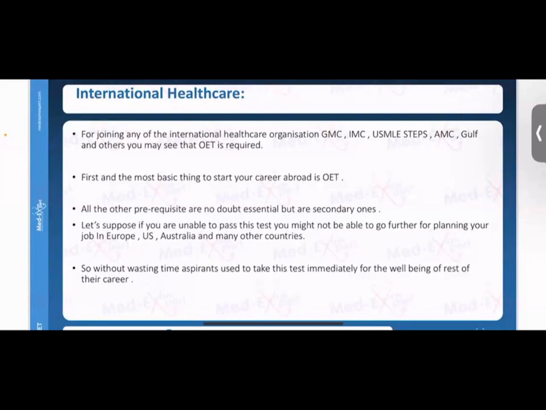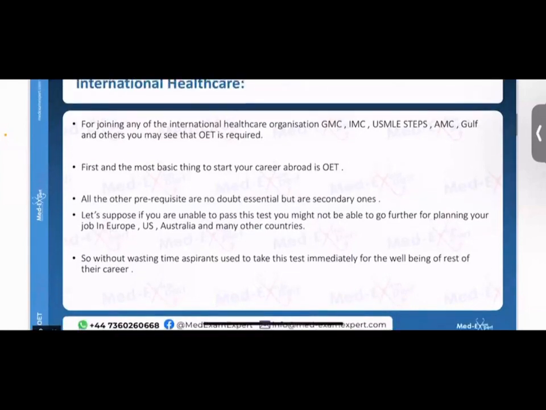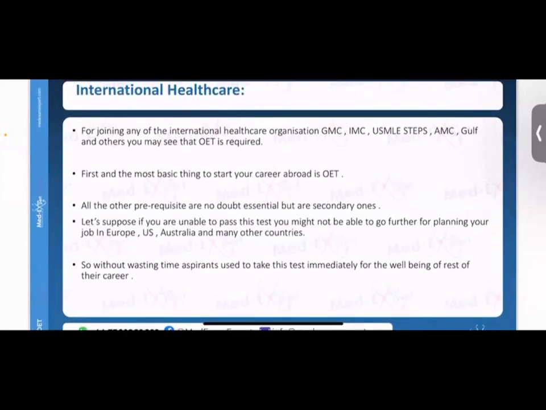Let's suppose you are unable to pass this test, you might not be able to go further in planning your job in Europe, the US, Australia, and many other countries. This was the point I was telling you: even if you have done EPIC verification or ECFMG certification, you are still not allowed to work in the international healthcare system because you do not have a valid English language test in your hand. So don't ignore this, because a lot of aspirants do what?